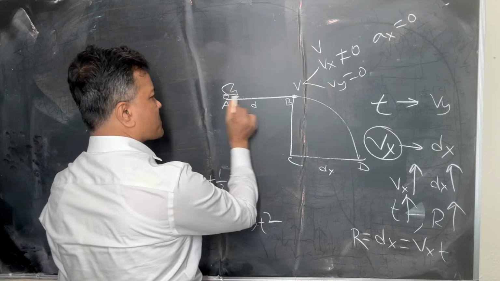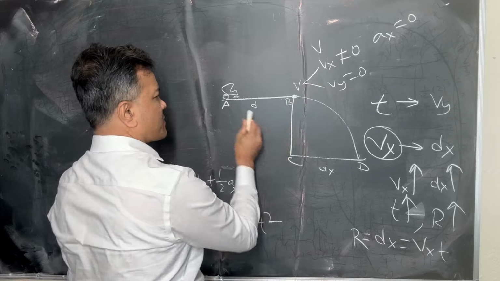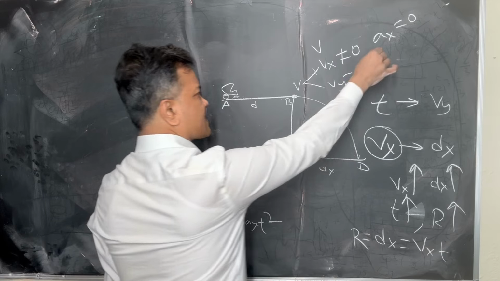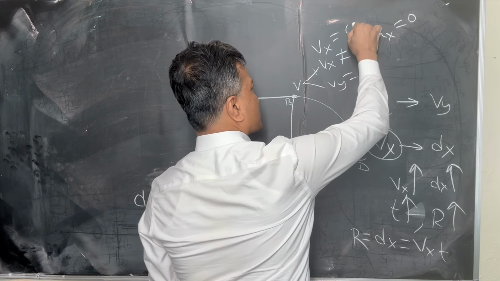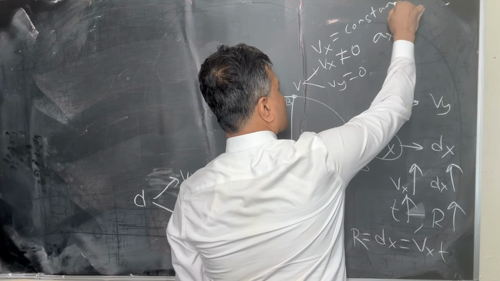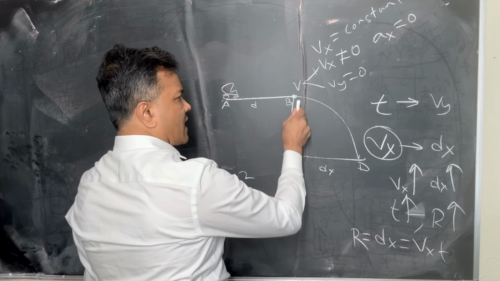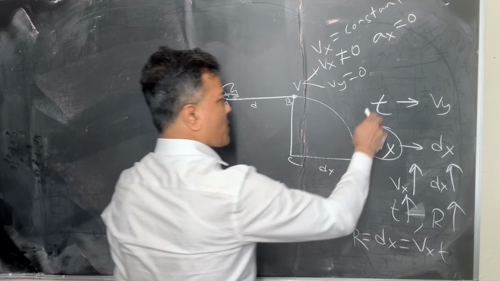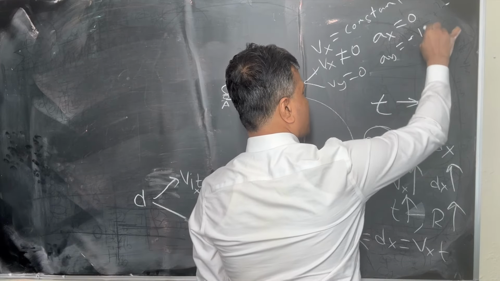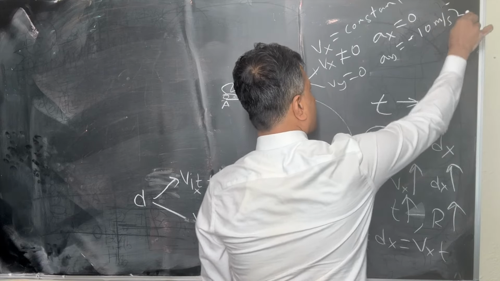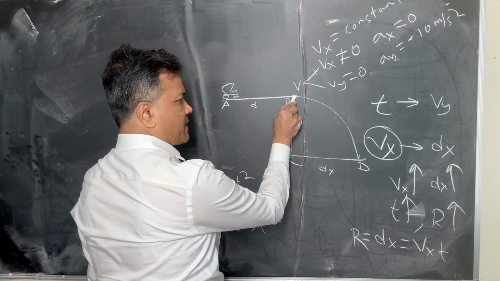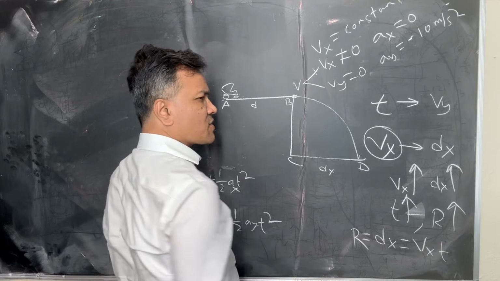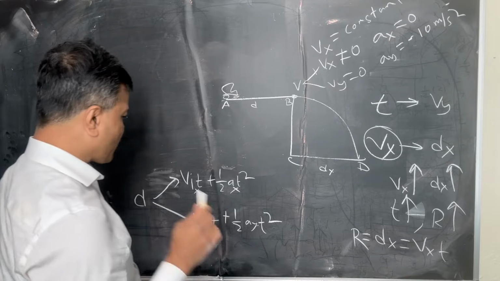Okay, so whatever Vx is from here to here is going to remain constant because Ax is 0. Vy, on the other hand, the speed is going to increase. Why does the speed increase? Because Ay is negative 10 meters per second squared. It starts from 0 and it's going to be negative 1 meter per second, negative 2 meters per second, negative 3 meters per second. The speed is going to increase. Okay.